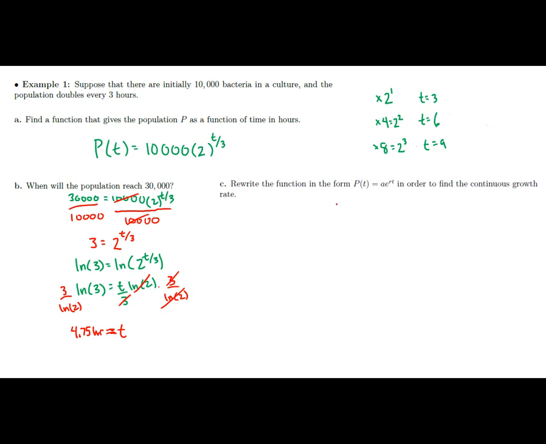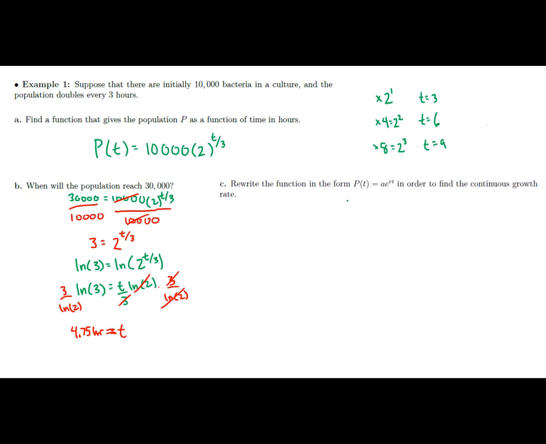And then part C says to rewrite the function in this form with e to the rt. And so remember, the reason that we might want to do this is that when we have it in the form a e to the rt, then it's in that continuous growth rate form. And if you think about bacterial growth, you would kind of expect that to be happening more or less continuously. So instead of how we framed the function before, we want to write it as a times e to the rt. So we just need to find what r is.